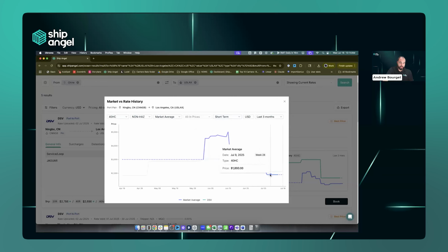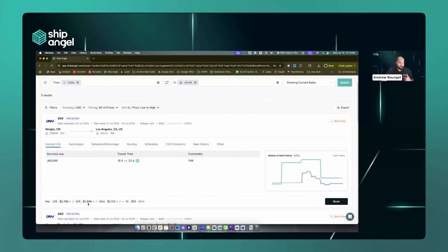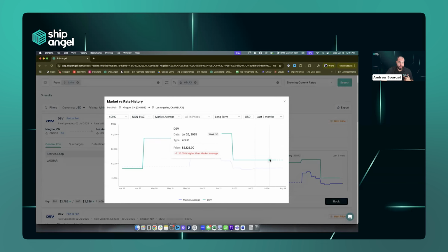And what I can generate here is in the last 3 months, the blue line is the market average, the green line is my rate. And what I can tell you is as of the 11th of July, my rate's 12% higher than the market. And so my rate has come down, as we were able to point out here with the arrow, but it's also useful now to be able to say, hey, despite the fact my rate has come down, it's still above market. Maybe it's a conversation I need to have with the DSV the next time they come and say, hey, why aren't you shipping with me?